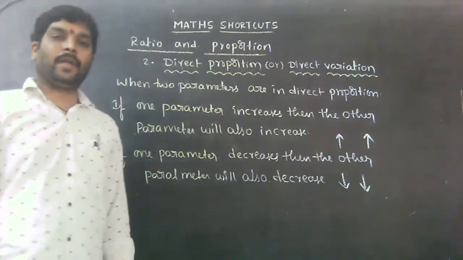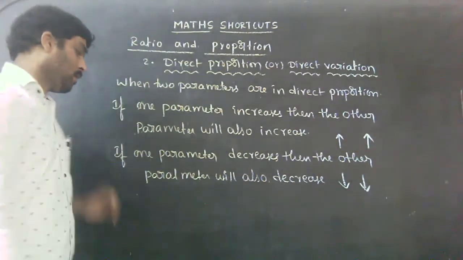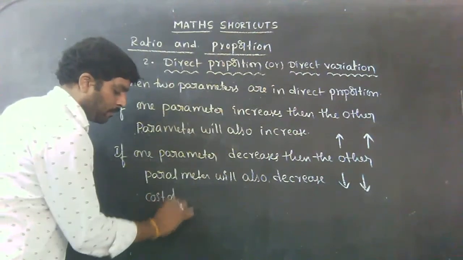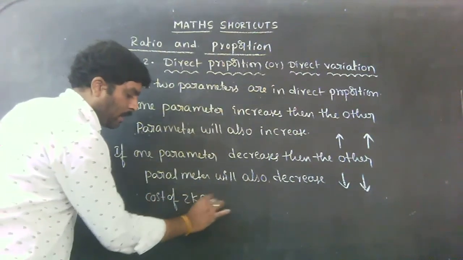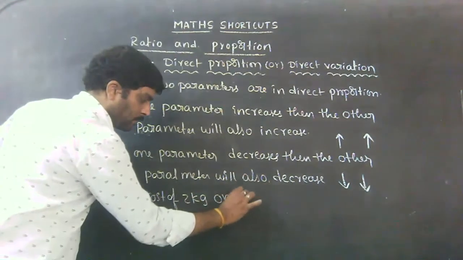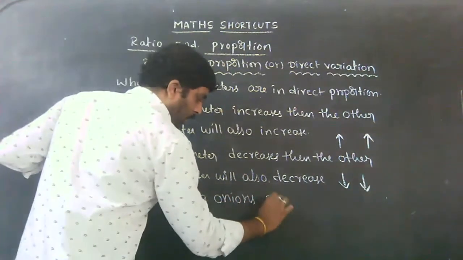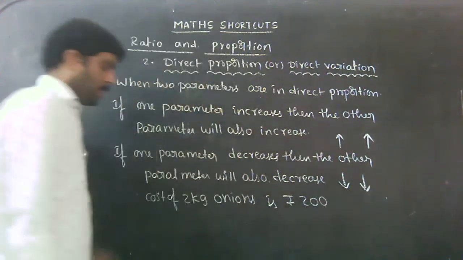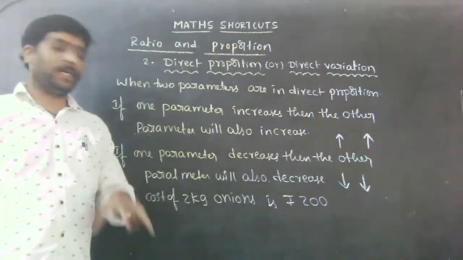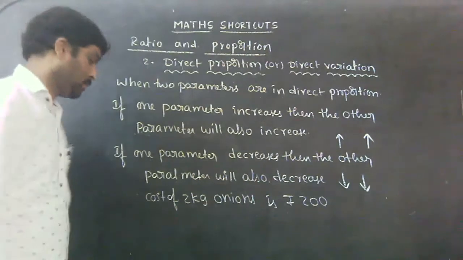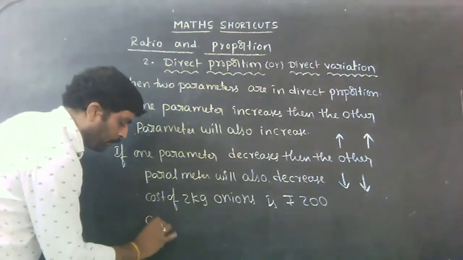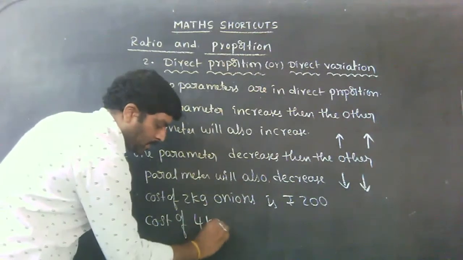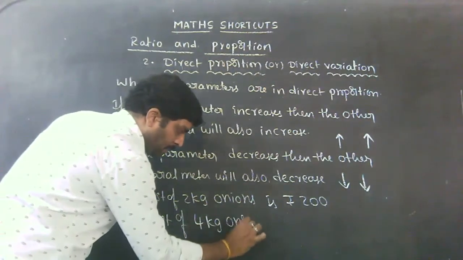Let us see one example. The cost of 2 kg onions is 200 rupees. What is the cost of 4 kg onions? Just imagine.